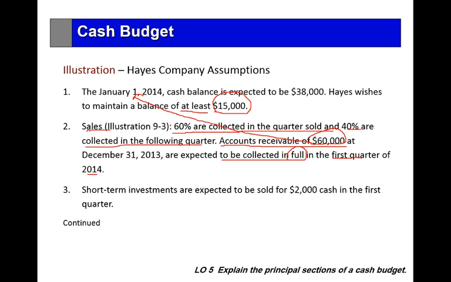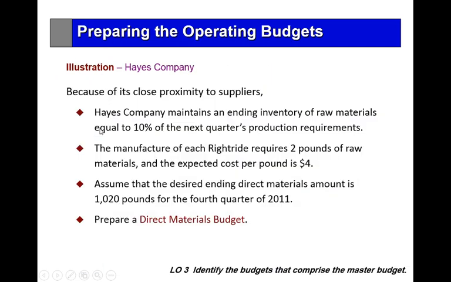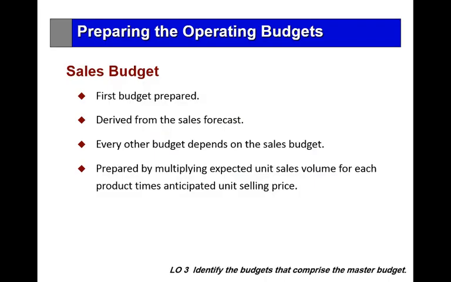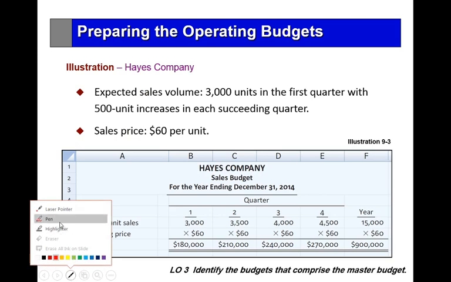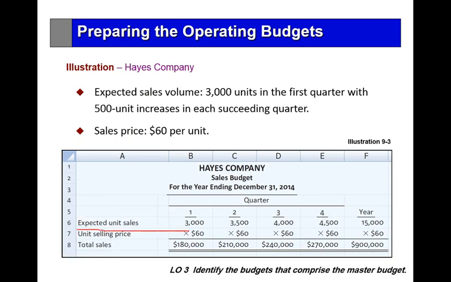We go back to the first budget, which is the sales budget. We have here in the sales budget total sales or total revenue. These sales, or these revenues, some of them are cash sales and some are credit sales.